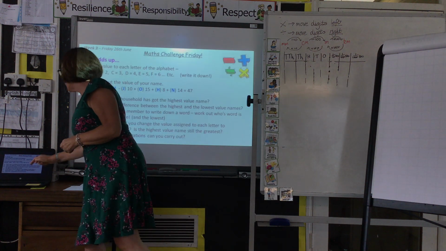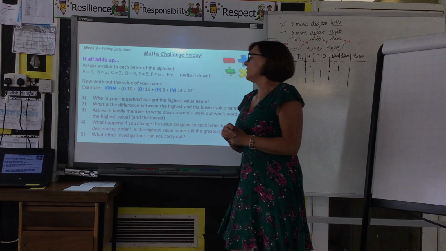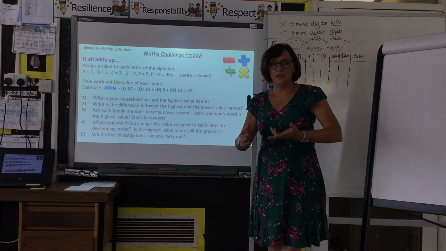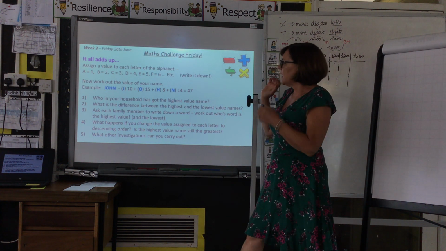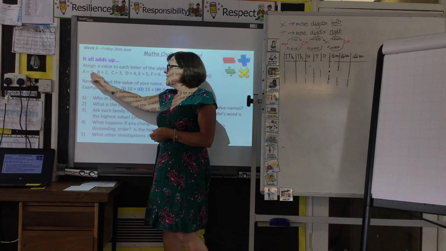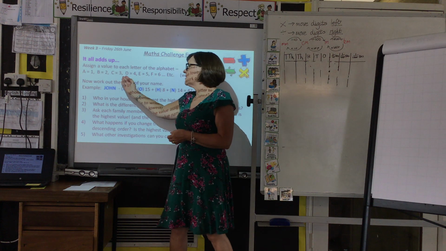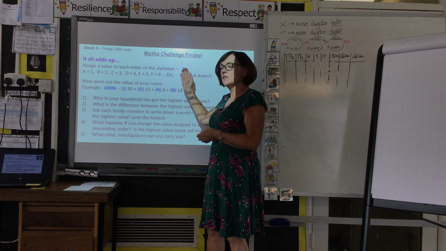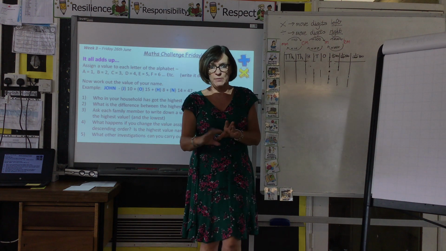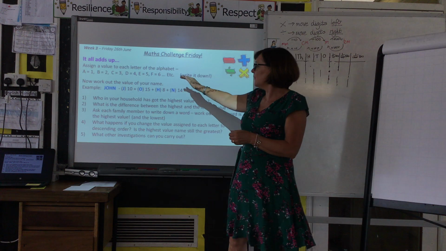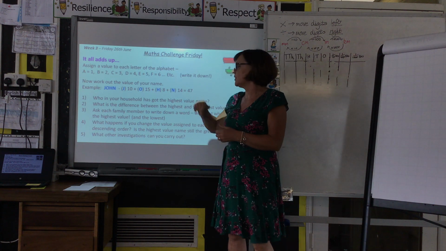And then, because it's a Friday, we've got a nice fun activity to end the week, which is nothing to do with what we've been doing, it's just a bit of fun. It's when you assign a value to each letter of the alphabet. So A is 1, B is 2, C is 3, and so on. D is 4, E is 5, F is 6, and so on. So if you write out the entire alphabet, Z will be 26. Okay? Write it all down so you know which letter and which number.